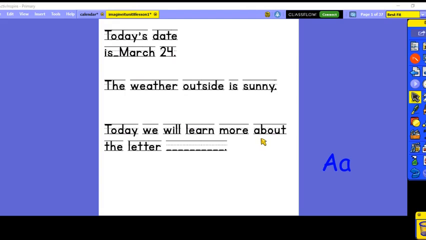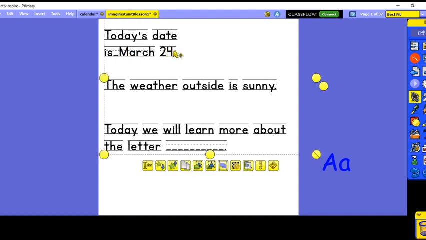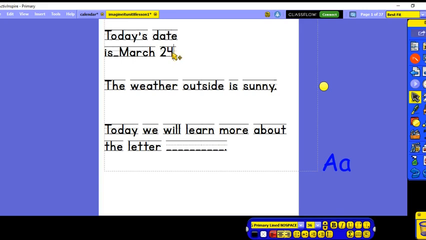Now, okay, so show me where to start reading. We start right here, and then we go this way, and then the period tells us to stop, and then we start at the next sentence, right? Okay, and we just keep going until we see the last period, and that shows us where to stop. Okay, now let's go, and I want you to point to each word as we read. Today's date is March 20. Oh, I said 4th, but today's March 25th. Today's date is March 25th.